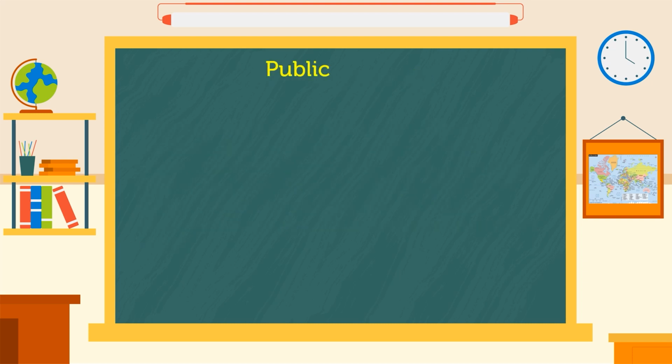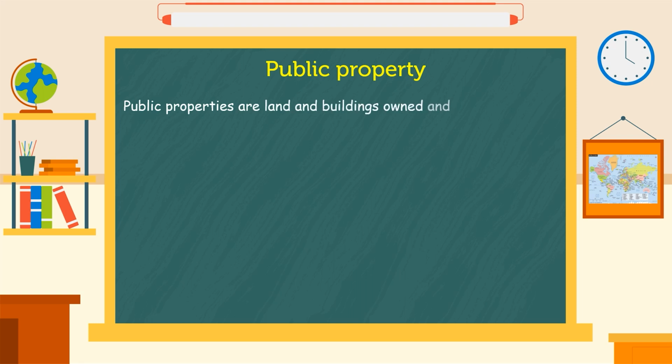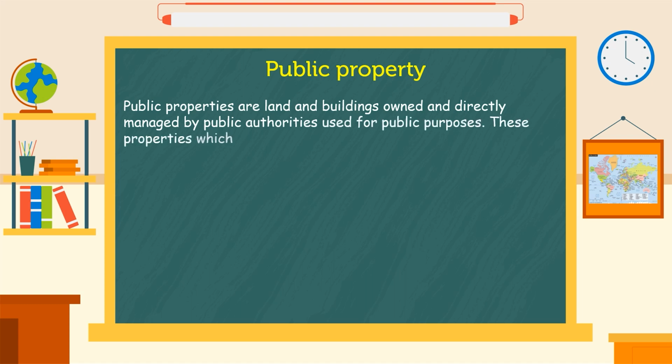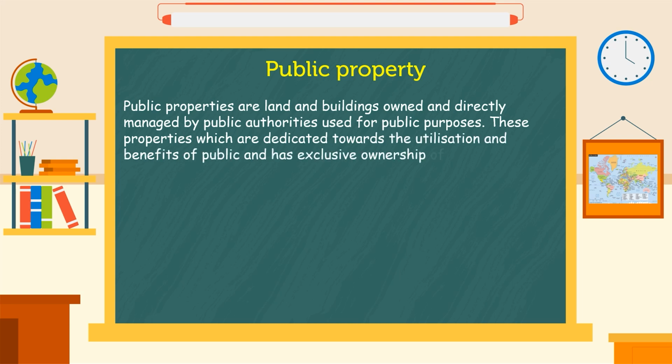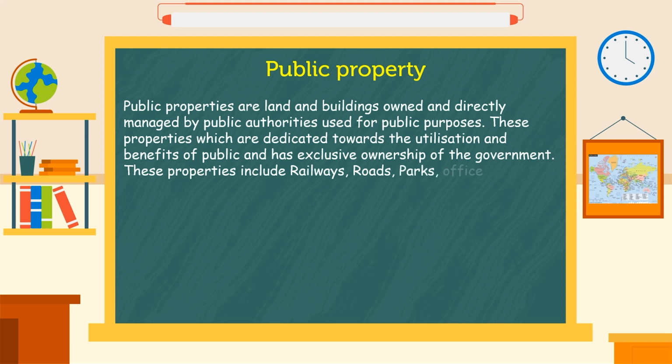Public property. Public properties are land and buildings owned and directly managed by public authorities used for public purposes. These properties are dedicated towards the utilization and benefits of the public and have exclusive ownership of the government. These properties include railways, roads, parks, offices, lakes, playgrounds, museums, etc.